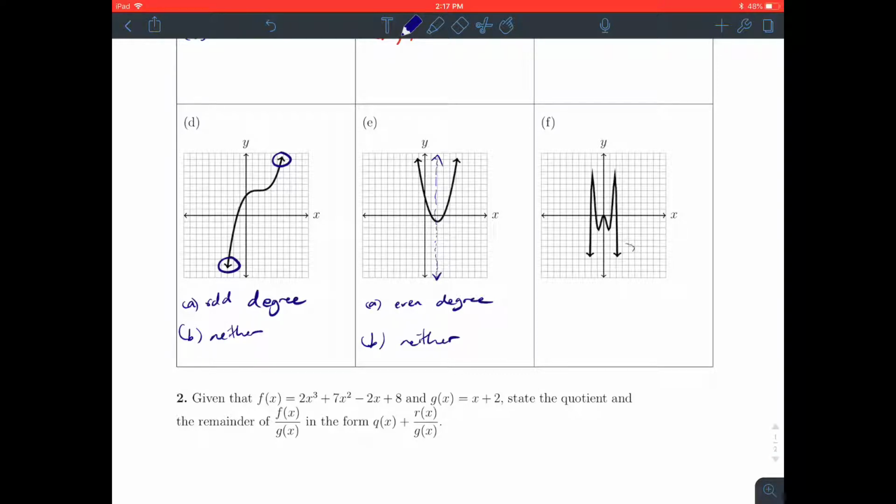Here we've got a function with end behavior going the same direction, so this has even degree. And furthermore, because it has exact perfect symmetry across the y-axis, this is also an even function.